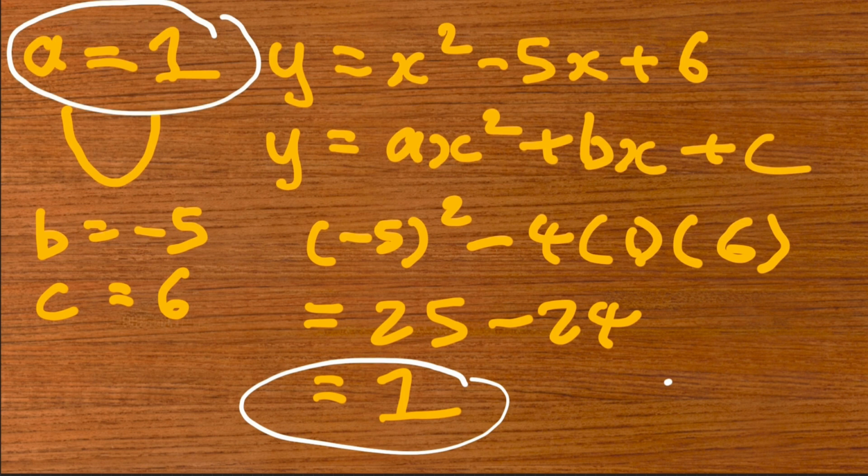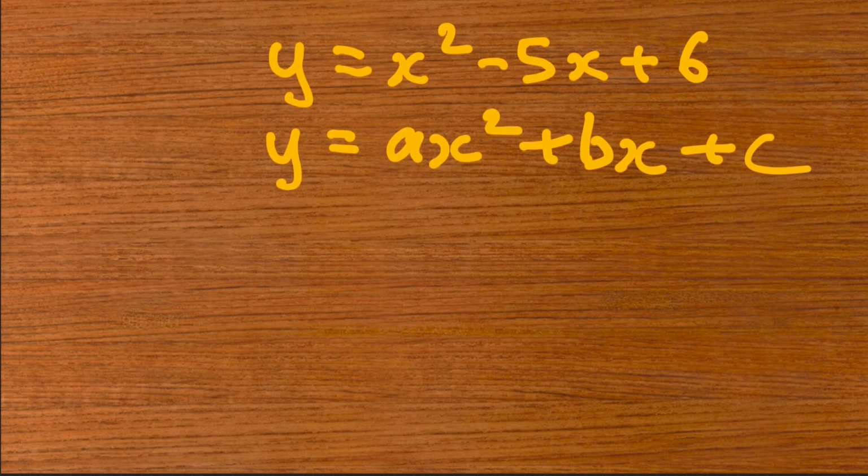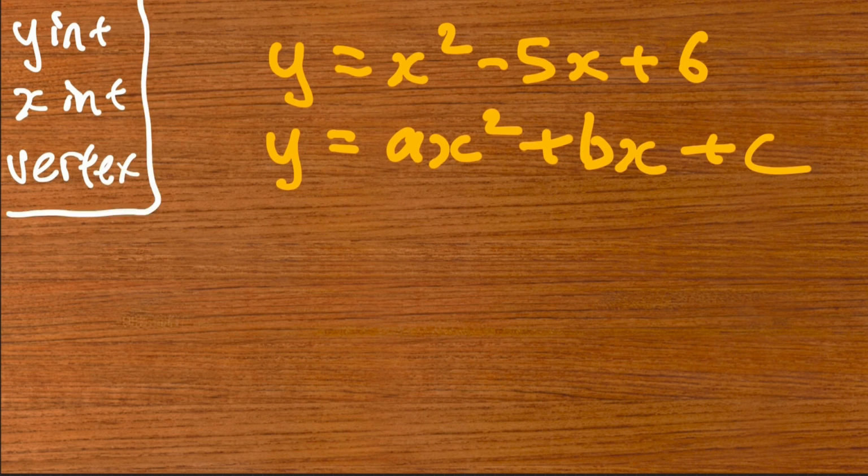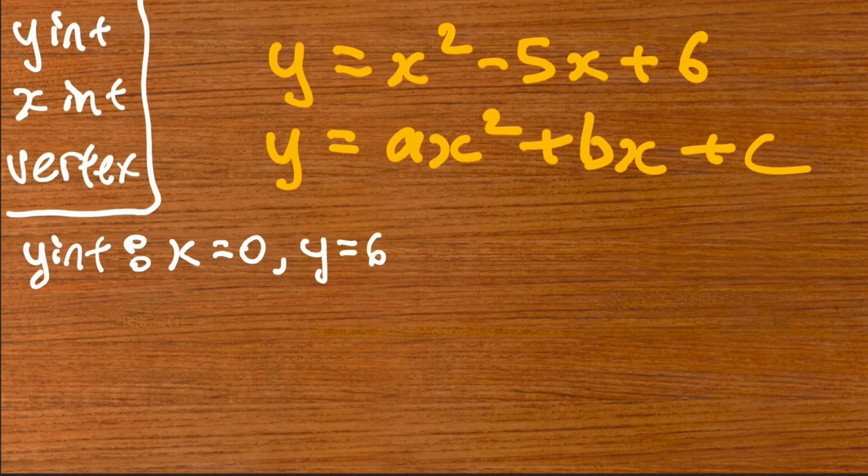Knowing that a is equal to 1, and the discriminant is a positive number, 1, the graph has 2 roots and it is a non-inverted parabola. So it should look something like this. To sketch our graph, we will need to find 3 things. The first is the y-intercept. Second is the x-intercept. And thirdly is the vertex, which is the turning point of the graph. To find the y-intercept, we will let x be 0. This gives us 6.